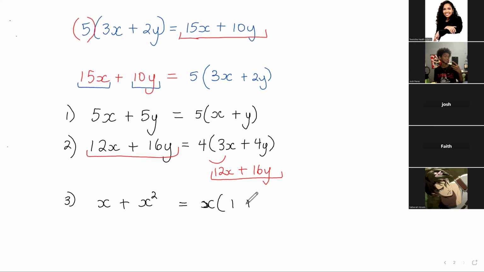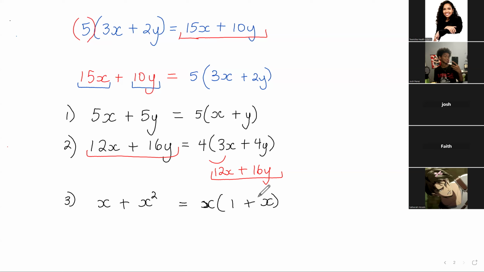And then what about x squared? X could go into x squared how many times? You know what's another question you could ask yourself when you're factorizing? You can ask, x times what will give me x squared? X. That's right. X times itself will give me x squared. So that means to factorize x plus x squared, it'll actually be x by 1 plus x.